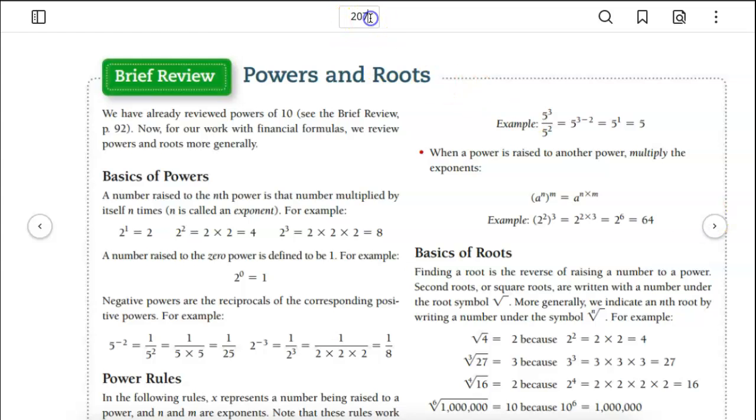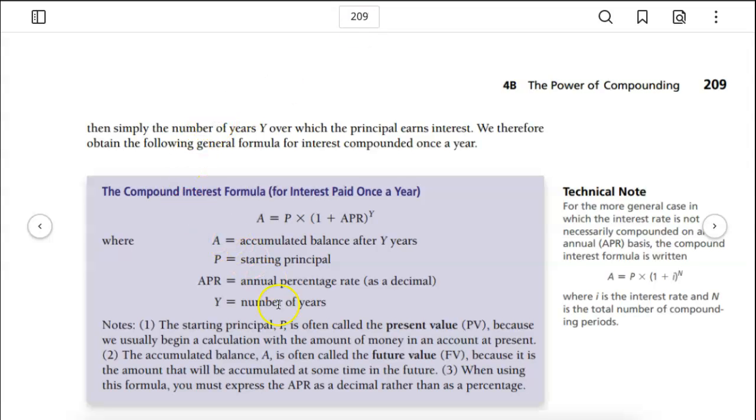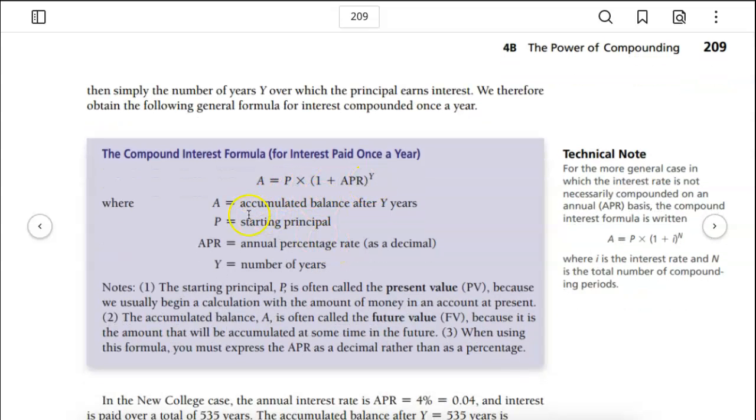Up next, I made a note on page 209 that here's an important formula for the compound interest, for interest paid once a year. Notice it tells us the formula, it tells us what each variable means, and you will see more variables as we go. Again, these formulas get a little bit more complex as we add more information to the problem, or as we consider more possibilities or more variables. And that one was on page 209.